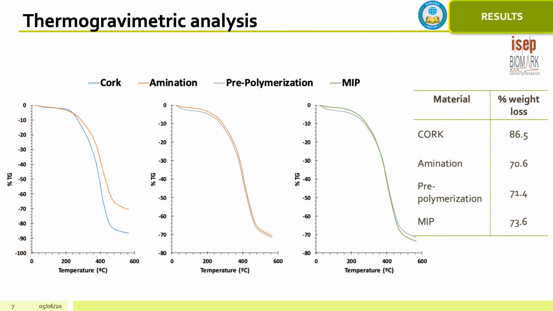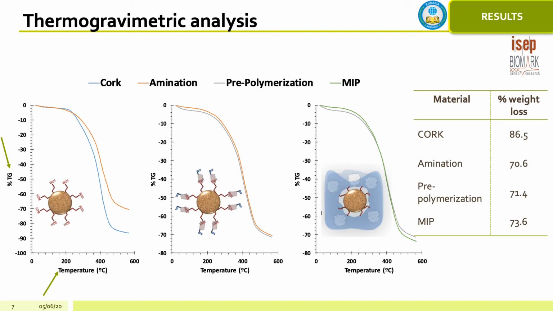All chemical changes made to the cork were confirmed by the thermal analysis method, in which the loss of mass is plotted against temperature, and as you can see, the thermal reaction of each material, since amination, prepolymerization, and assembly of MIP, is different from others.